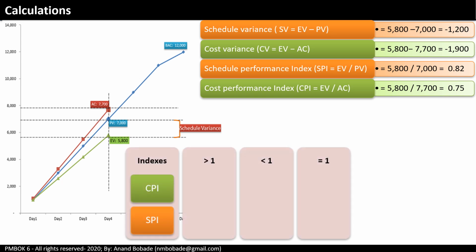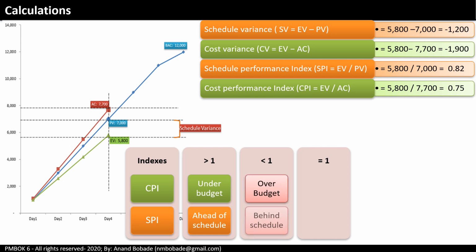CPI greater than 1 equals under budget. CPI less than 1 equals over budget. SPI greater than 1 equals ahead of schedule. SPI less than 1 equals behind schedule. So with CPI 0.75 and SPI 0.82, your project is both over budget and behind schedule.